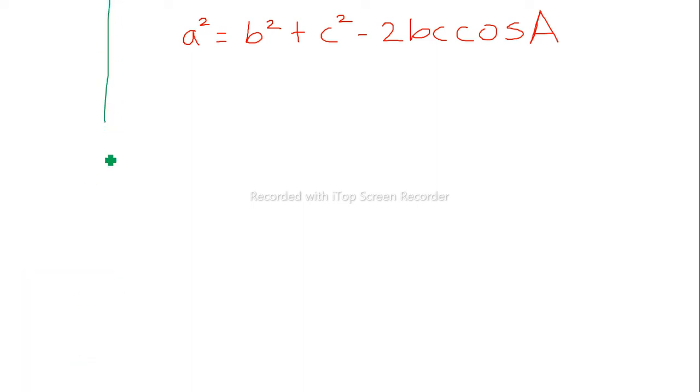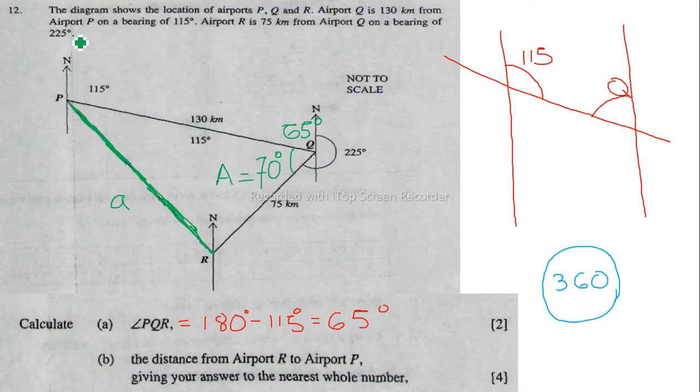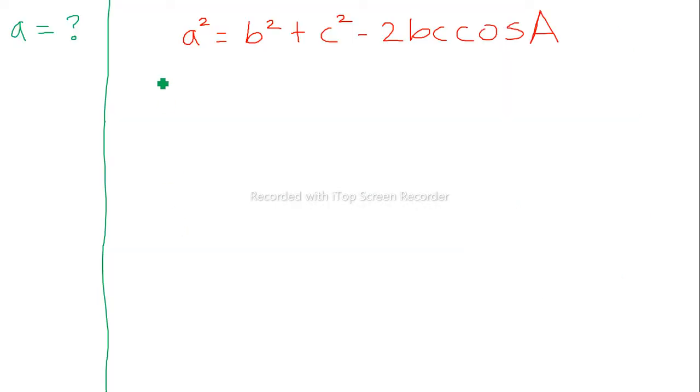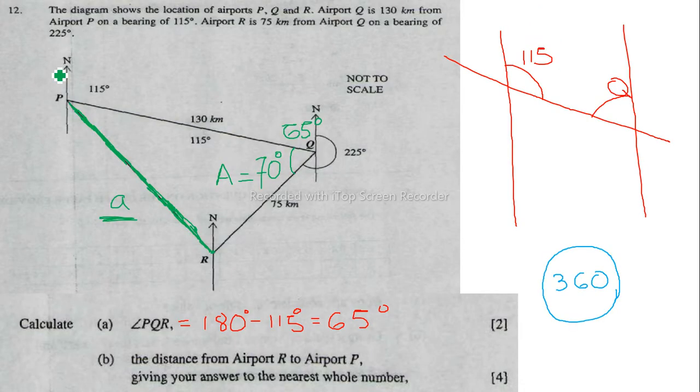So we already know what A is. A is the side that we do not know. That's the missing one. We don't know what that side is, so we call it A. Capital A is the angle that corresponds with the missing side. So that's going to be what? 70 degrees. The angle that corresponds with the missing side is 70 degrees.